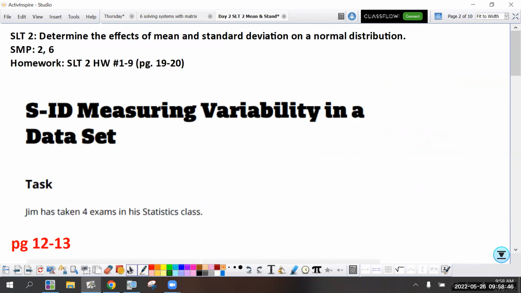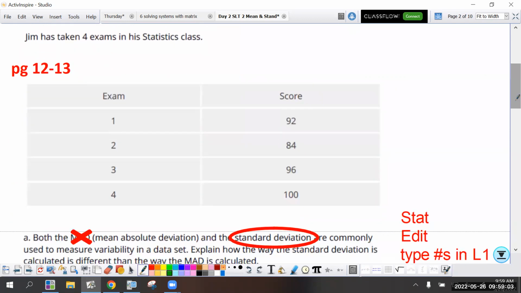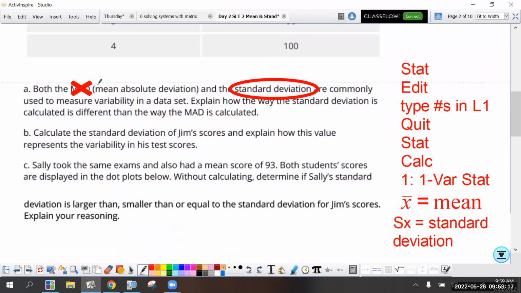All right, so now on page 12 and 13, we're going to start today by talking about the effects of the mean, which is the average, and standard deviation, which is the spread of the data. So on page 12 and 13, it starts with our task. Jim has taken 4 exams in his stat class. First score was a 92%, and then an 84%, and then a 96%, and then 100%.